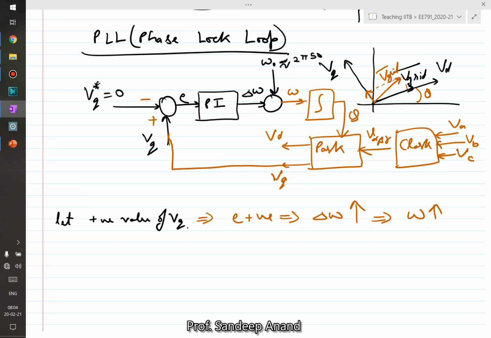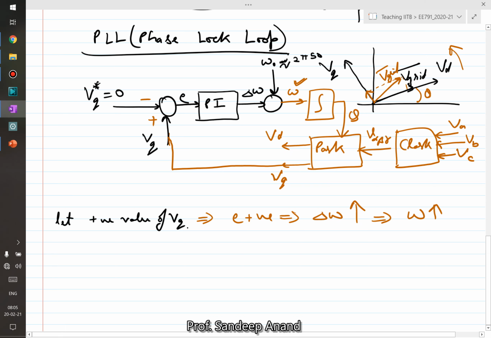So as I told you before, let's say you are using a certain value of omega, which is integrating and giving you theta, and with which you are converting ABC values into DQ values, and you find that the Q value is positive, right? Therefore the net vector is a little bit ahead of the D axis. And thus the error increases, which increases the speed, which increases the rotation of the frame, and thus aligns with the V grid.